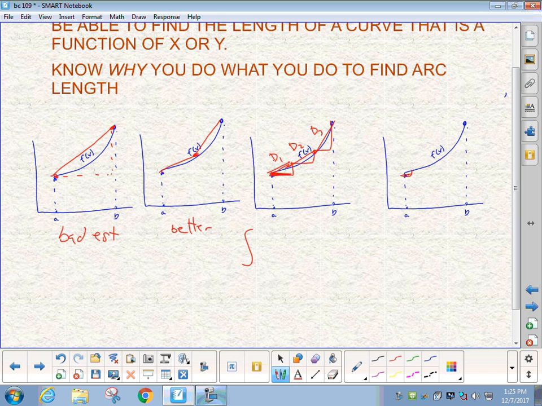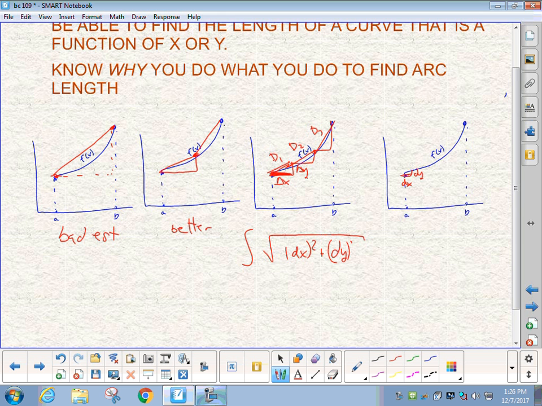No, x minus h. An x. A dx. This isn't dx. This is delta x. This is delta y. Infinitely many, infinitely small would be dx and dy. So how would you find each distance? Square root of delta x squared plus delta y squared.